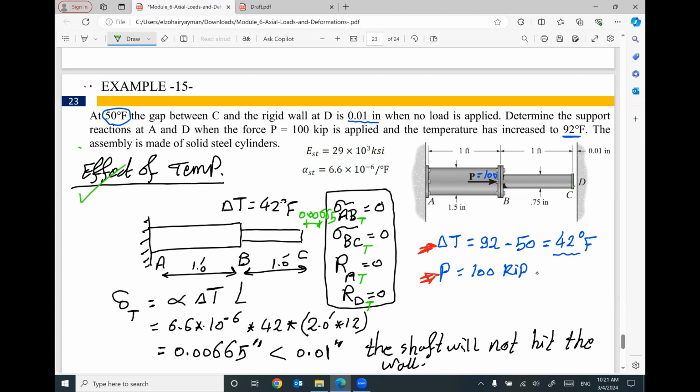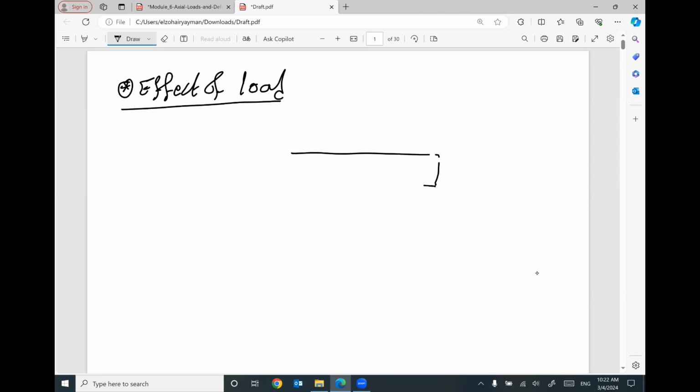The second one, I am going to consider the effect of the applied load. Here is the shaft. Here is this part.